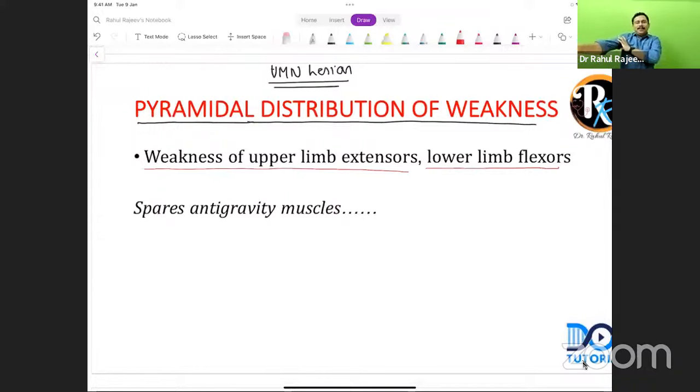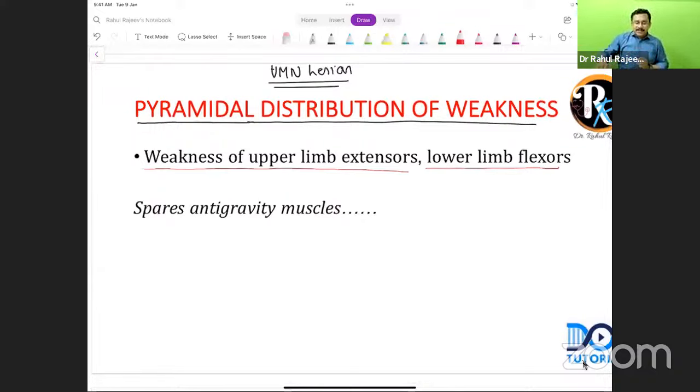So in the upper limb, the extensors, you tell me, triceps, is it an extensor or flexor? It is an extensor. Biceps is a flexor. So in case of a typical UMN lesion, which will be more weak? Is it the triceps or biceps? The extensor is more weak. So triceps will be more weak than biceps. Similarly, elbow flexors, wrist flexors, finger flexors, everything, if you look, the weakness will be sparing the flexors. It will be mainly for the extensors.